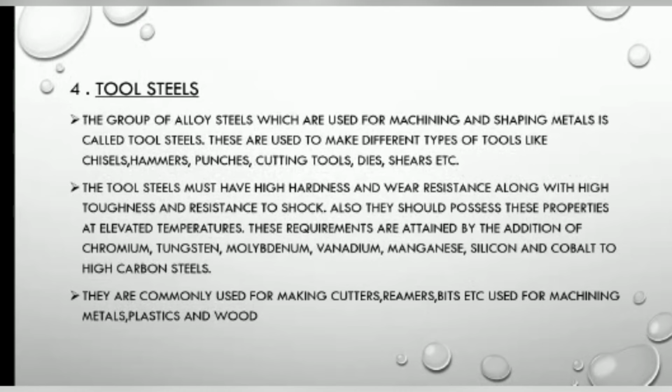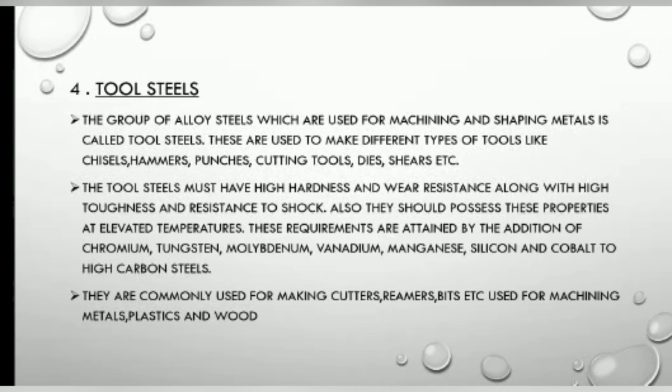Now let us discuss the tool steels. The group of alloy steels which are used for machining and shaping metals is called tool steels. These are used to make different types of tools like chisels, hammers, punches, cutting tools, dies, shears, etc. The tool steels must have high hardness and wear resistance along with high toughness and resistance to shock. Also, they should possess these properties at elevated temperatures.